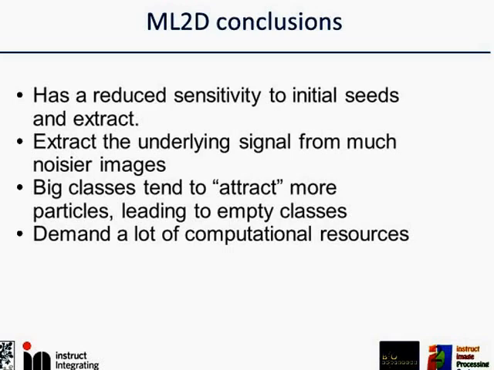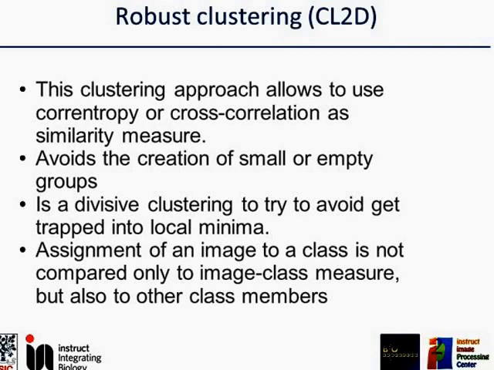Another problem is that sometimes, with other classification algorithms, a bigger class that has a lot of images inside tries to attract even more images, and then some classes end up empty. Some of the problems in this approach are handled in another approach, robust clustering, or CL2D, that is also implemented in Xmipp.